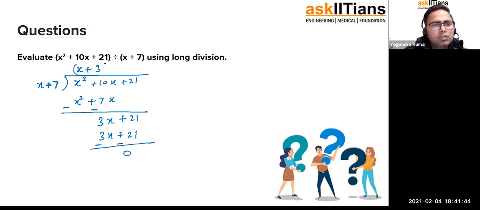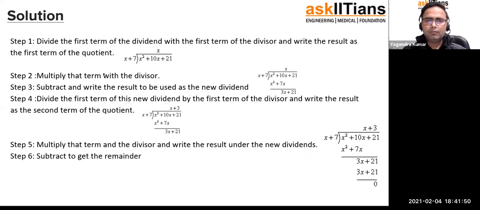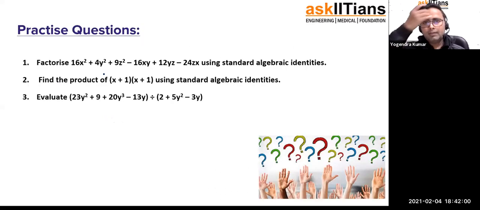This is the quotient. This is what we know as long division of polynomials. You can see here. Perfect. These steps are given, but I think you can proceed without reading out this much. Now factorize the polynomial using standard algebraic identities. We can do this question.